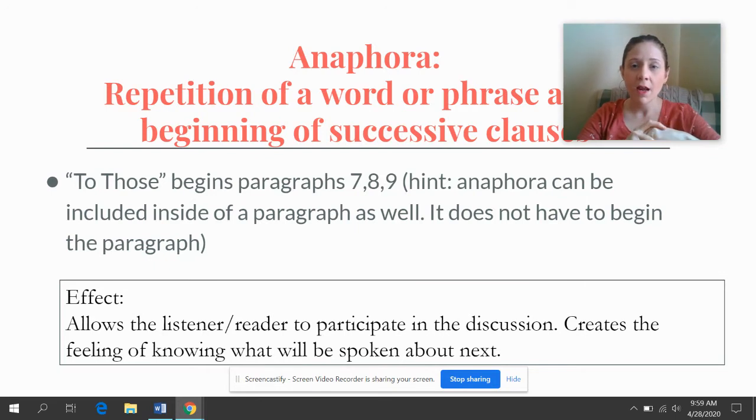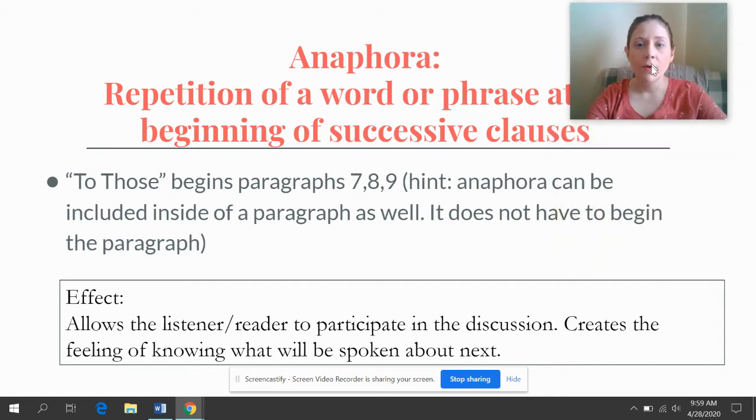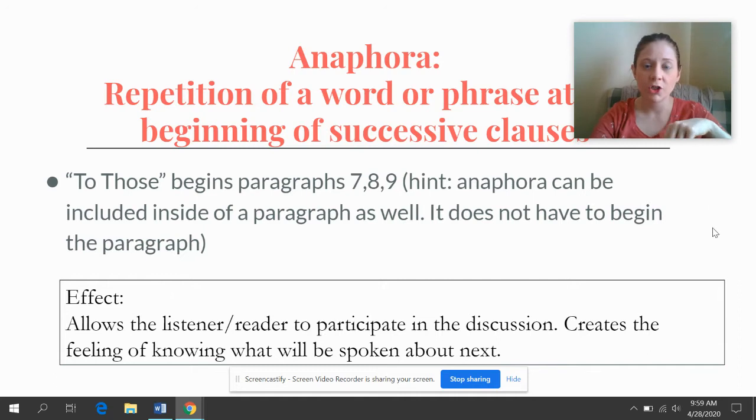Anaphora. You might have had a teacher before who pronounced this differently. It does not matter. Tomato, tomato. I pronounce it anaphora, but it doesn't matter to me at all. Anaphora is a type of repetition that begins at the beginning of successive phrases or clauses. So when you have repetition that starts off phrases or clauses in the same way, and it's really pleasing to the ear, that's called anaphora.